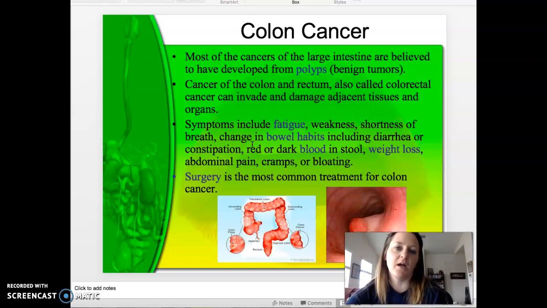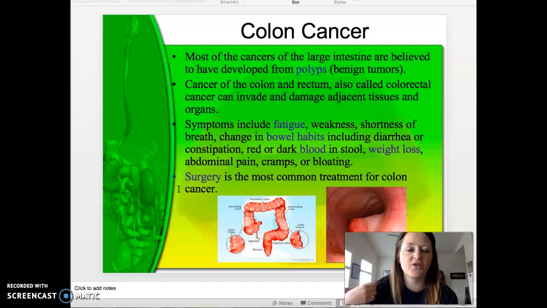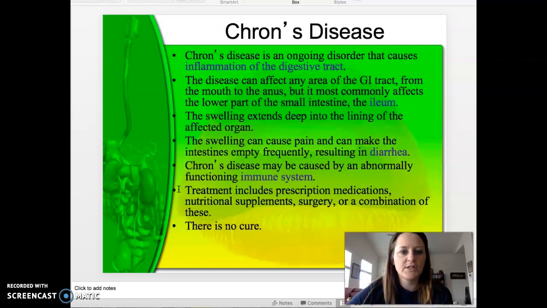But most of the time they are going to go in and have surgery of some type so they can treat it. And then most of the time after they have the surgery, they'll probably go through some type of chemo. So there's the first disease. The next one is Crohn's disease.